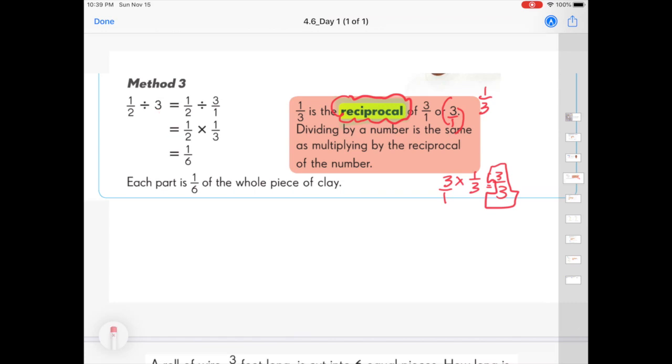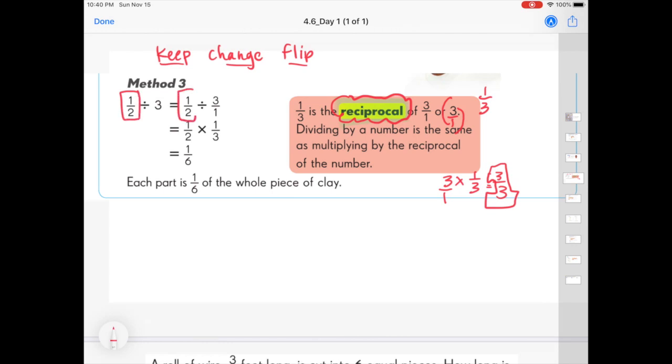So how does this apply in using method 3 to divide a fraction by a whole number? Well, when you look at 1/2 divided by 3, in some math classes there's a method called keep, change, and flip. This is kind of the shortcut in dividing. If you can remember keep, change, and flip, this will help you remember how to divide a fraction by a whole number. So the keep means we're going to keep the half.